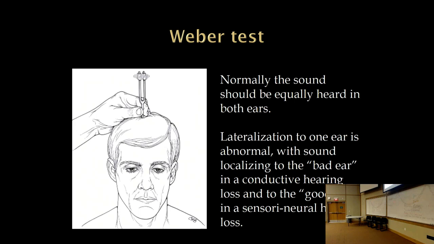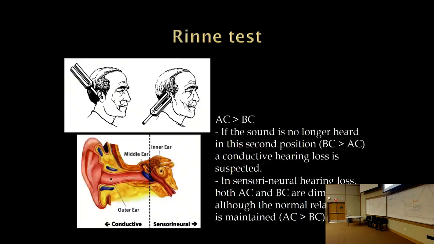Okay, now if we have a sensory neural hearing loss, let's say we've got again an acoustic schwannoma, well there the nerve is just destroyed, and so if you do the Weber testing there, the patient is just going to hear it in the other ear. Okay, so this will differ depending on which type of hearing loss that we're dealing with.